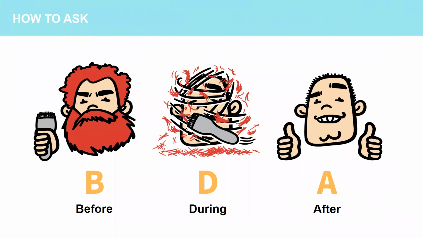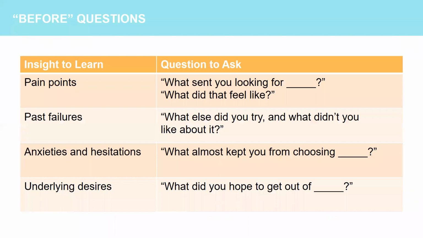So let's get into some specific questions. Before questions, so questions for that B part. If our insight to learn is a pain point, if we're trying to uncover what's the pain that's driving them, then asking them questions like, what sent you looking for a solution like ours? Or what was going on in your life or in your business that sent you looking for a solution like ours? And then ask them, what did that feel like? Or maybe in a more pointed way, what was so frustrating about that experience? Or what was so bad about that experience? Or, why was that so compelling for you?